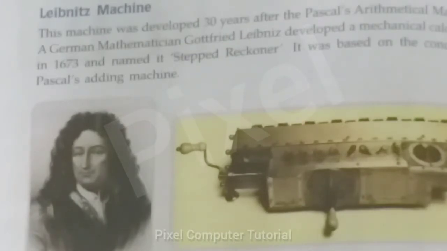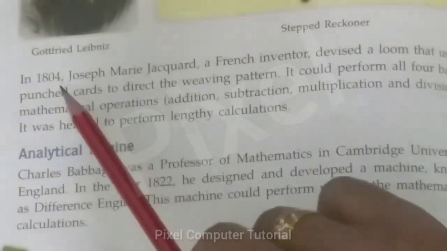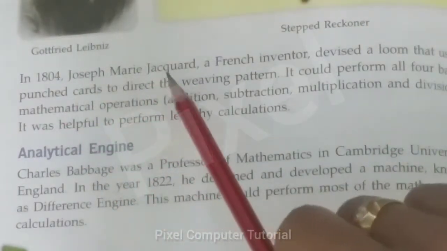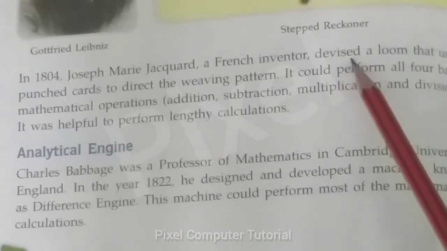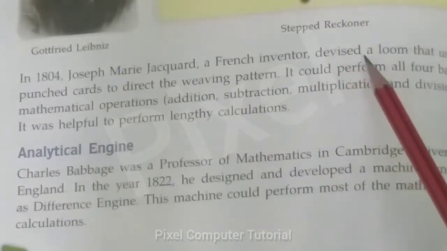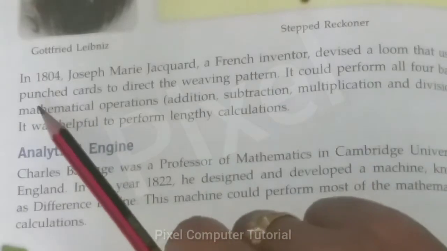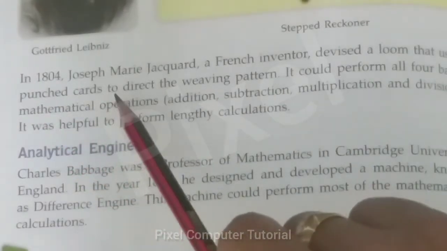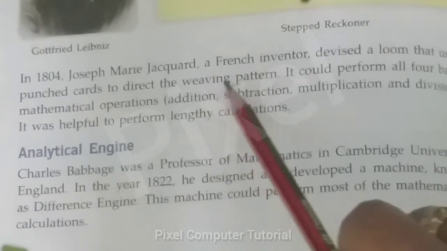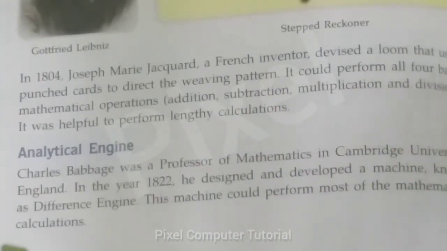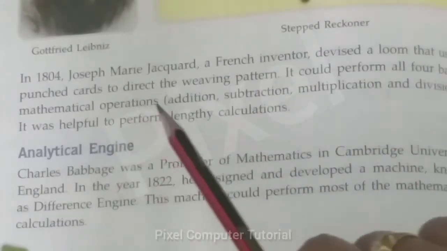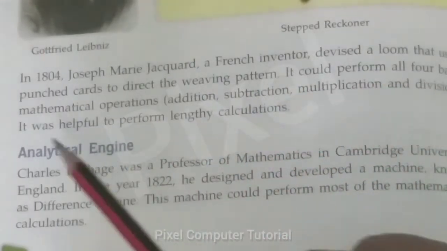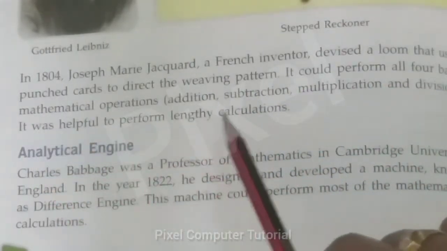In 1804, Joseph Marie Jacquard, a French inventor, devised a loom that used punched cards to direct the weaving pattern. This could perform all four basic mathematical operations: addition, subtraction, multiplication, and division. It was helpful to perform lengthy calculations.